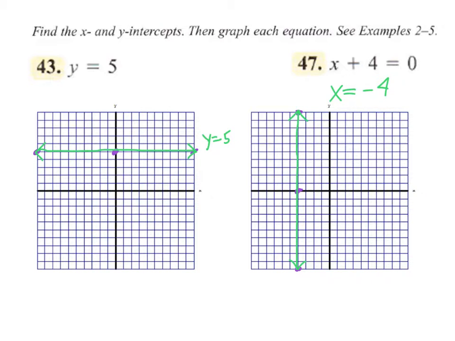So again, x equals a number is a vertical line, y equals a number is a horizontal line. Again, it really just comes down to, like for number 43, y is 5. So no matter what, y is 5. For 47, x is negative 4. So no matter what, x is negative 4.